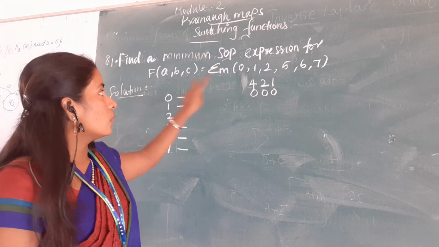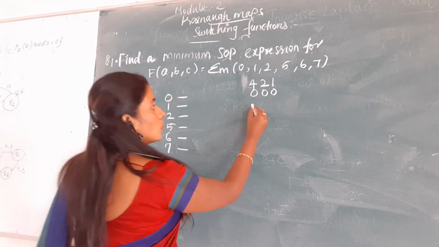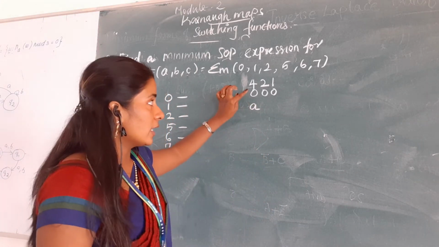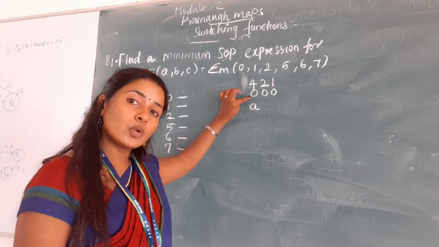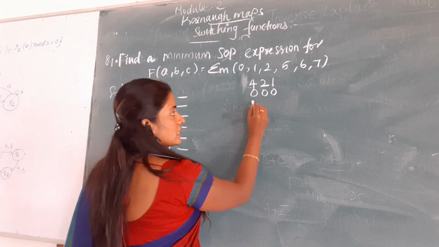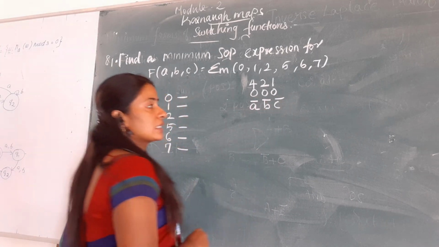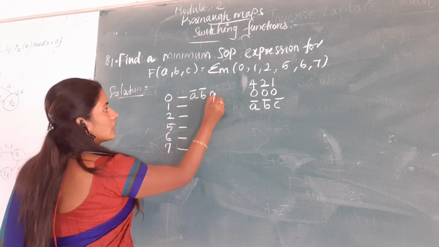Okay, but which are the variables I have to use? A, B, C I have to use. So in the place of A, if this location is 1, I will write A. If this location is 0, I will write A bar. So now it is 0 only, so A bar, B bar, C bar. So I am writing this A bar, B bar, C bar.